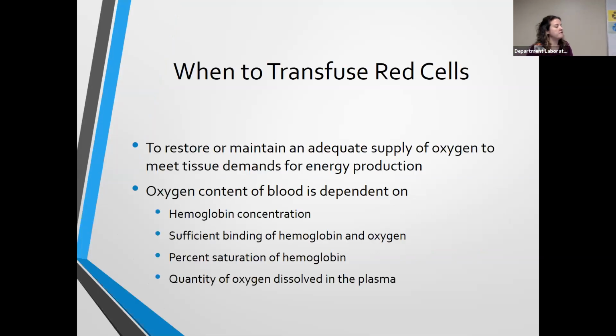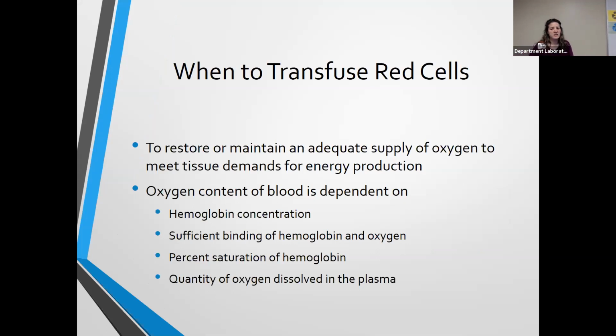So when to transfuse red cells? We know the purpose of transfusing red cells is really for oxygen carrying capabilities. We want to make sure that the recipient maintains an adequate supply of oxygen, and red cell transfusions can give them more hemoglobin to improve that oxygen carrying capability.